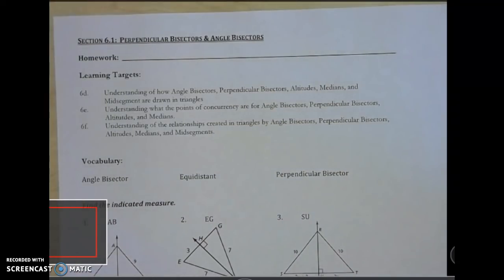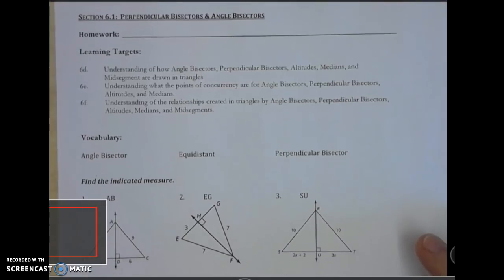What we're working with today is section 6.1, which is perpendicular bisectors and angle bisectors of triangles. This is when we're first starting to get into dealing with special segments and triangles, and these are the first two we have.